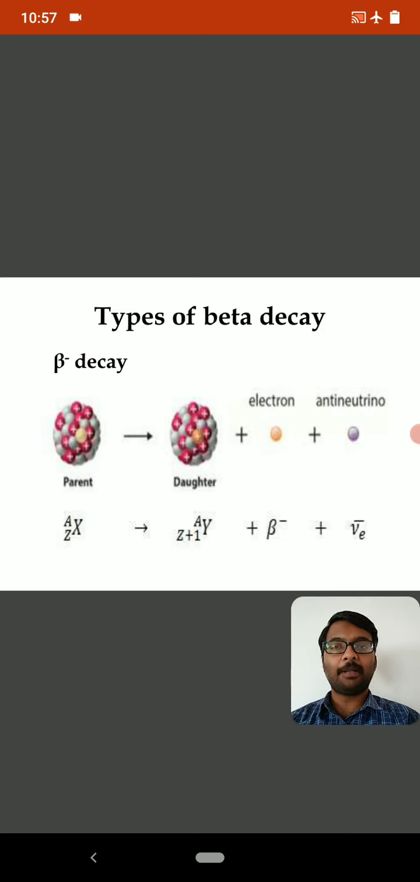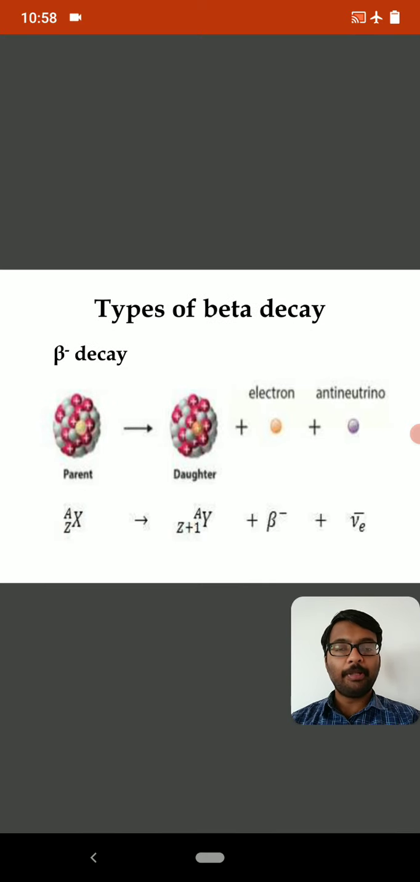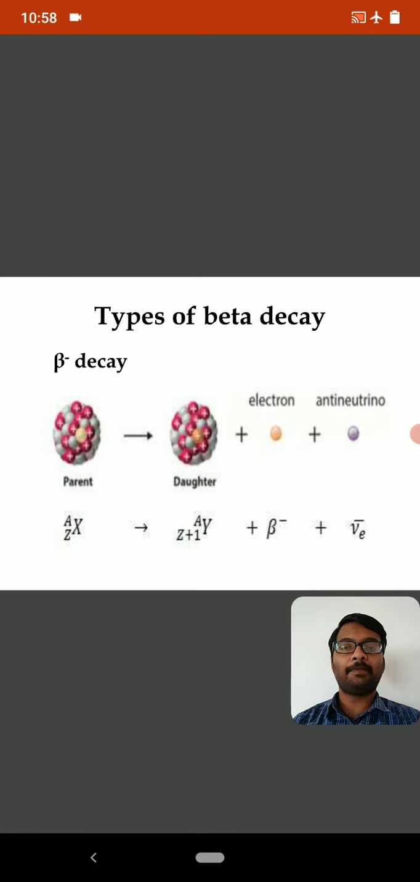So what happens in this beta minus decay? A neutron is converted into a proton with the emission of an electron. In this process not only is an electron emitted, along with this electron there will be emission of one elementary particle which is called the anti-neutrino. Why this anti-neutrino or neutrino is emitted in beta decay, we will discuss later. So the first type of beta decay is beta minus decay: a neutron is converted into a proton with the emission of an electron and an anti-neutrino.